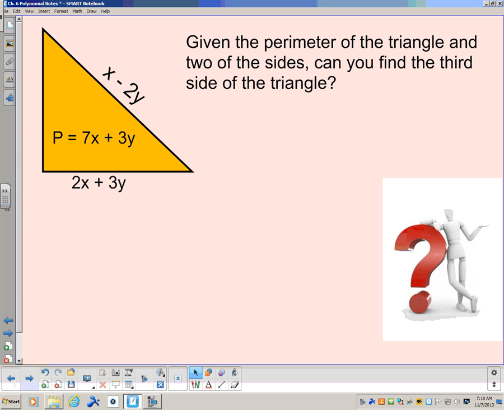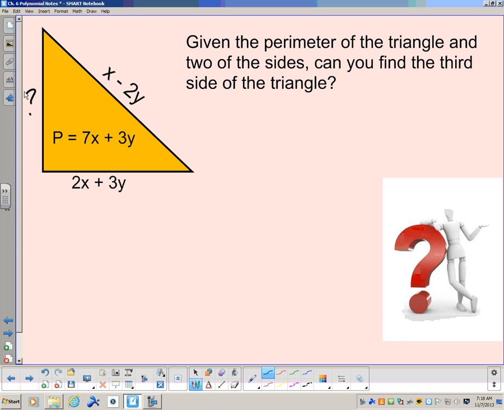So looking at this one, we are given the perimeter of the triangle and two sides. Can you find the third side of the triangle? So looking at that one, it says P equals 7x plus 3y. That's the perimeter. And then we have these two sides given, and we need to find this third side. So I'm going to put a question mark over there.